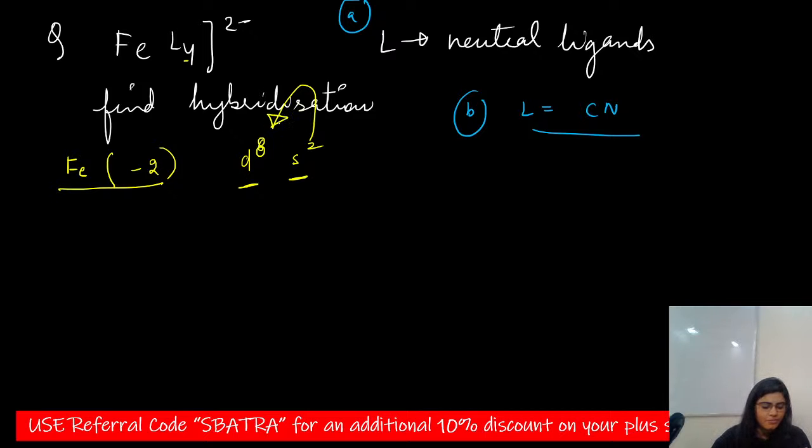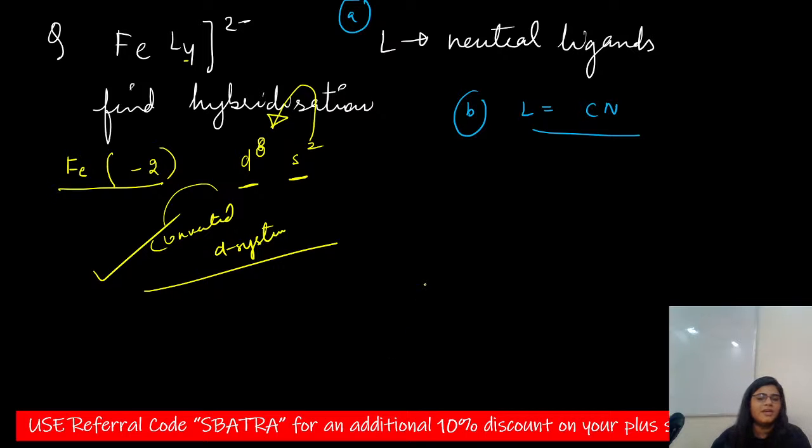I hope you can understand this point: it's a converted d10 system. If you have any doubts in this concept, please do ask me. This is a converted d10 system, so definitely the hybridization is going to be sp3, that means tetrahedral.